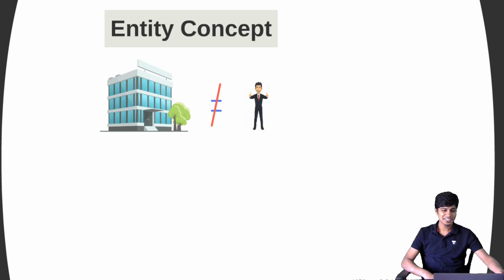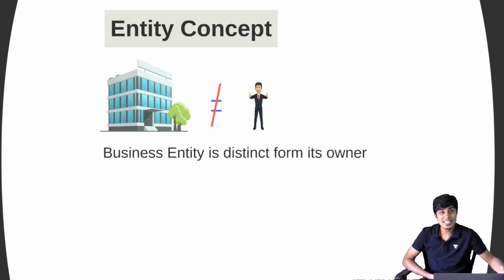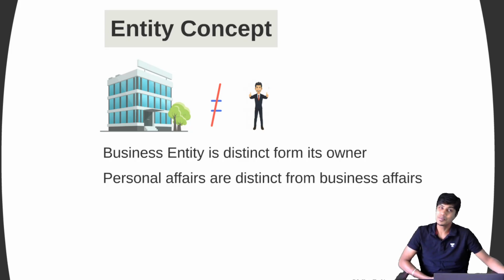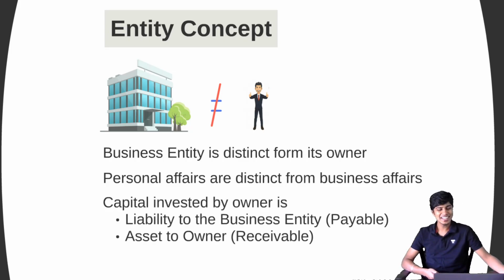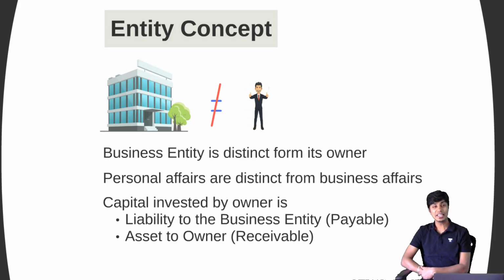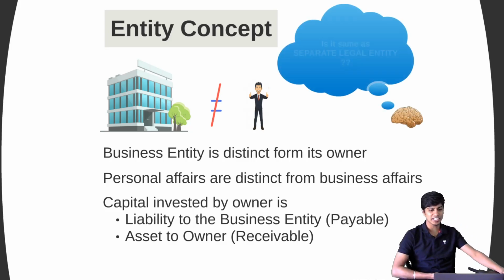back to the proprietor. So the business entity concept says that the business is distinct from its owner, and personal affairs are distinct from professional or business affairs. And capital invested is a liability to the business entity, however it is an asset to the owner. That's what I was telling you about the entity concept. Fantastic, we are now done with the entity concept.